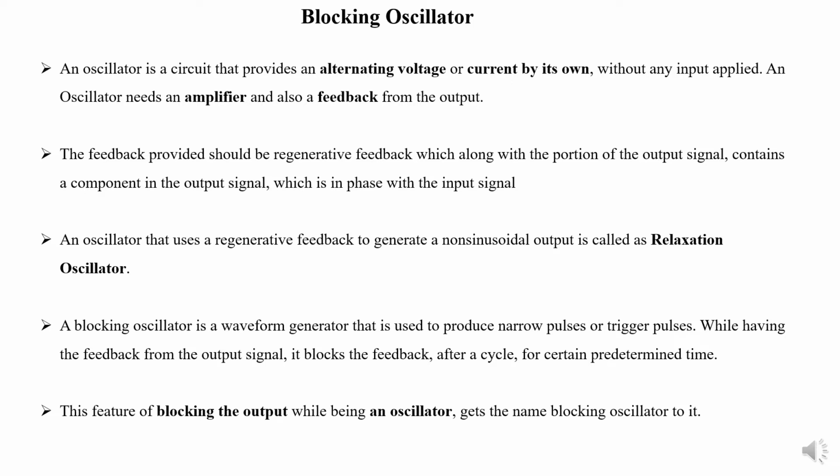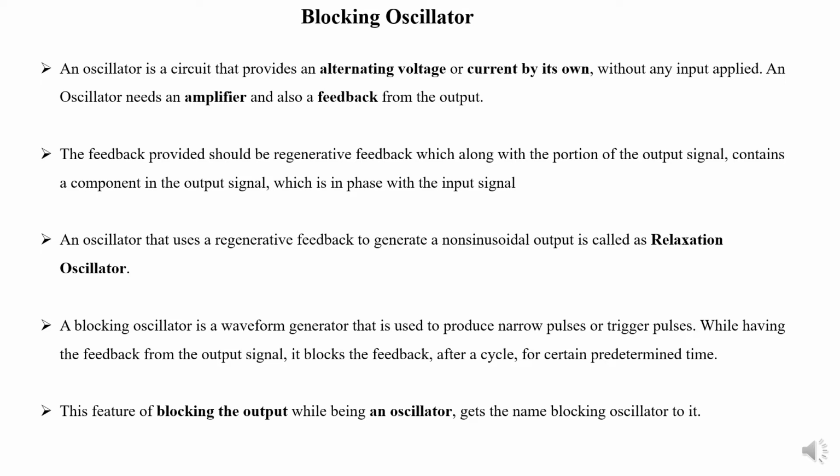This blocking oscillator concept or circuit is usually employed when there is a need for very short pulses. The blocking oscillator is used in a circuit when we need very short pulses of signal to be generated. The output of this blocking oscillator is a very sharp and narrow pulse of relatively very large power.